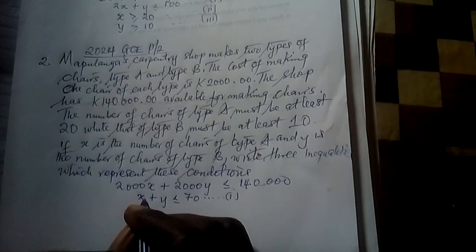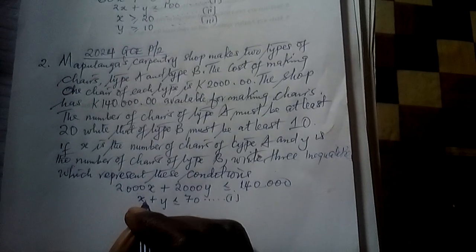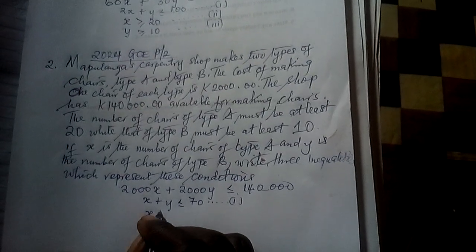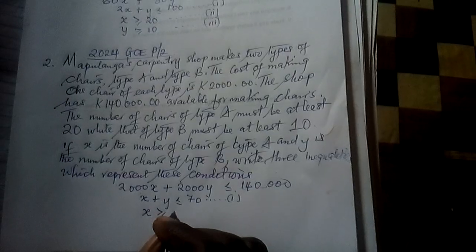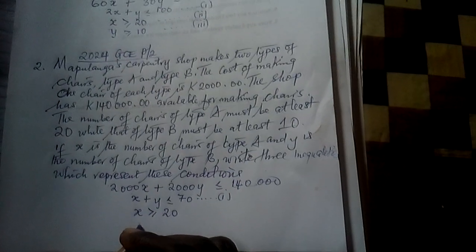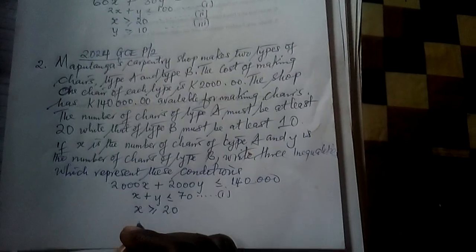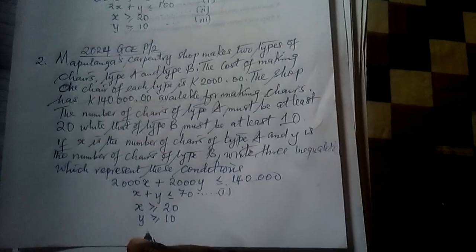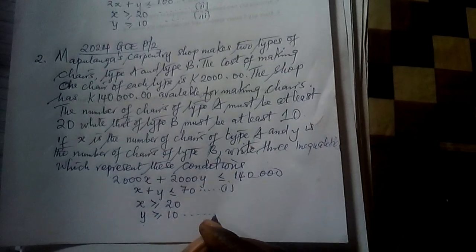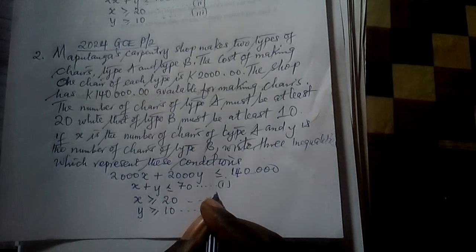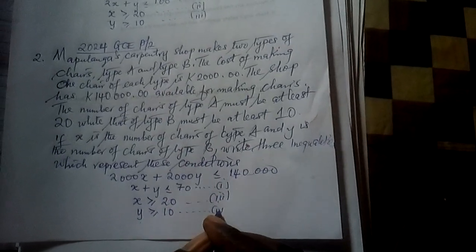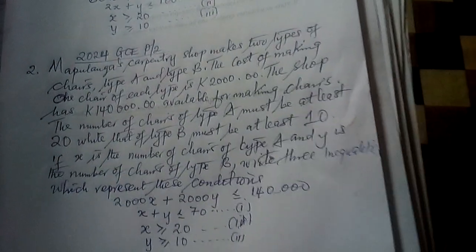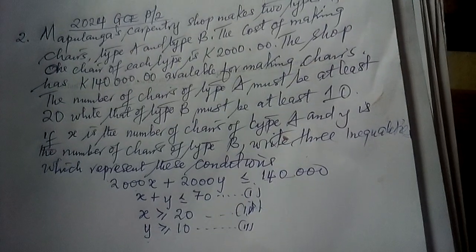Then they are saying the number of chairs of type A must be at least 20. So A is X, and at least means greater than or equal to 20. And that of type B must be at least 10, and at least means greater than or equal to, you write like that. So these become your inequalities. These are the 3 inequalities that you may have to come up with according to this question.